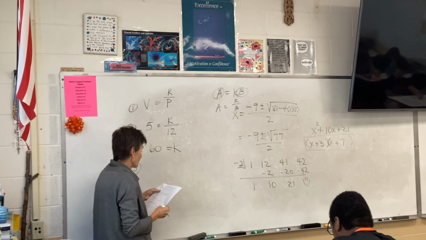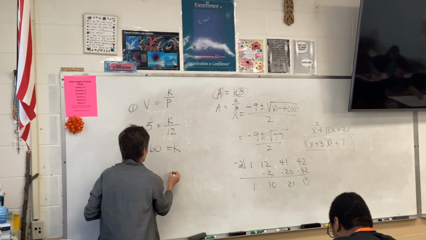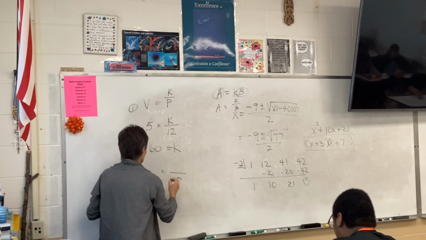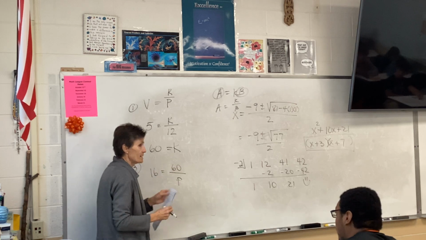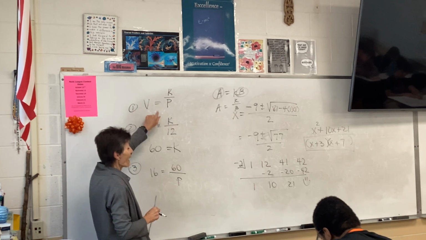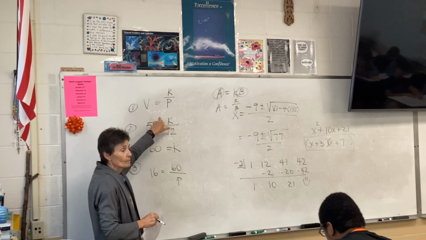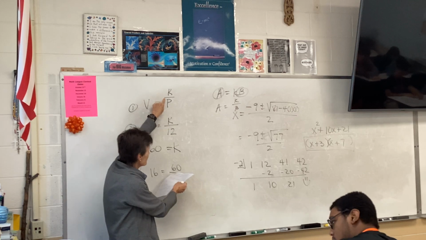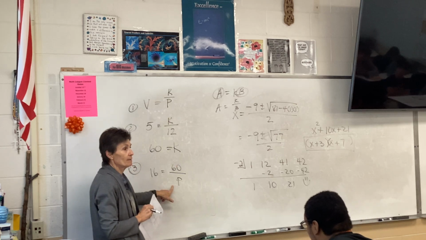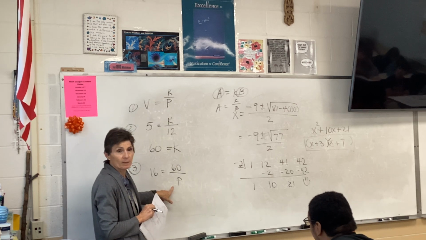Sentence three. Find the pressure when the volume is 16. Go back to step one. Volume is 16. K is 60. Find P. I'm plugging and chugging. That's all.